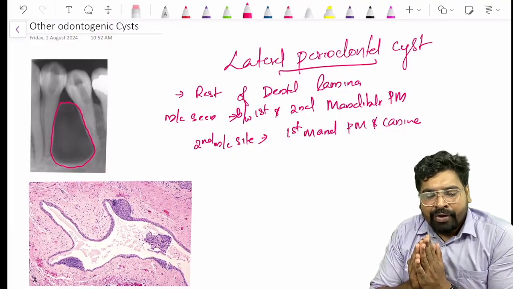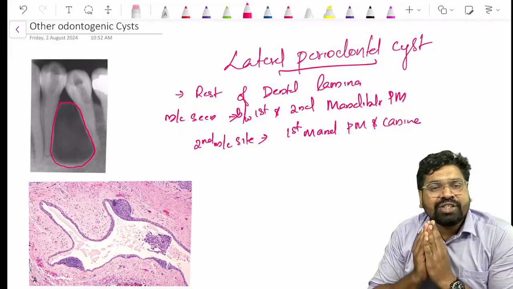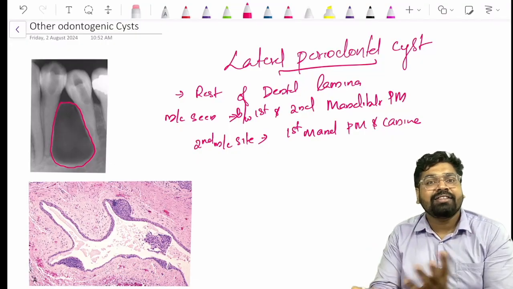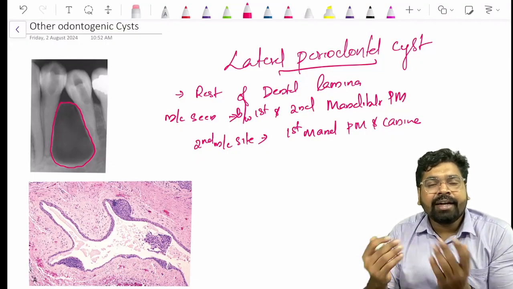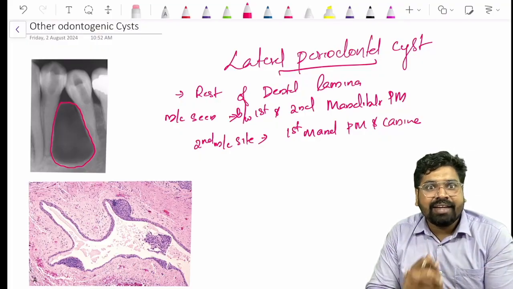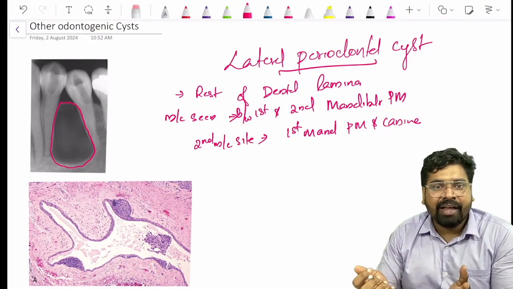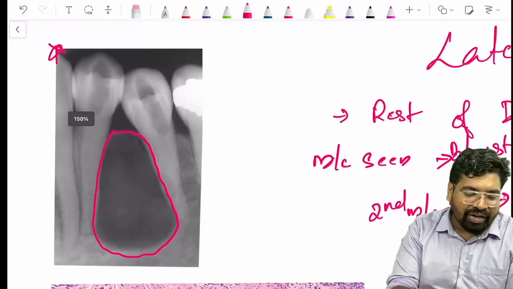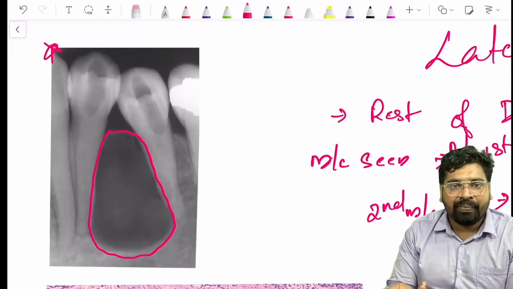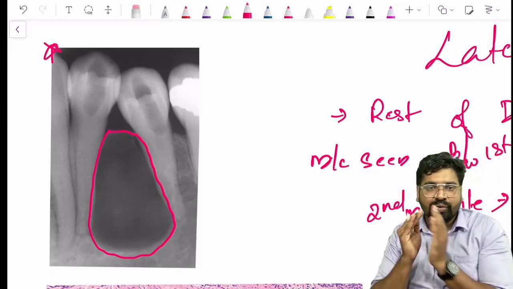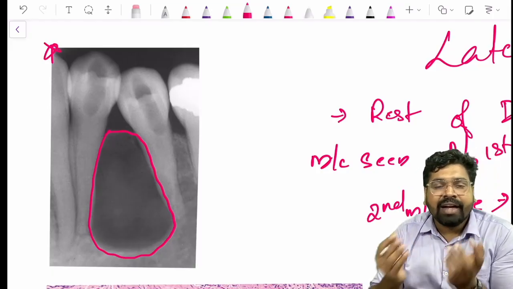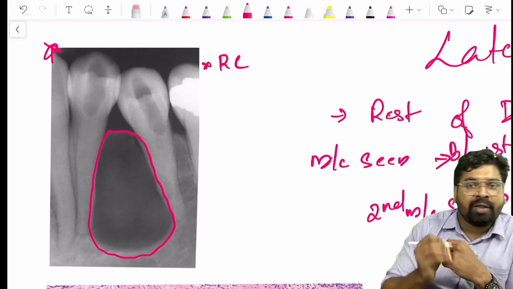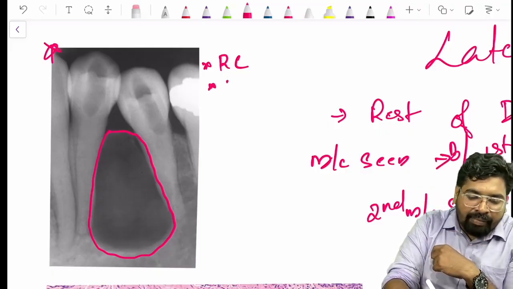Now you know something, a cyst originating on the lateral side of a tooth root can be any cyst, right? Can't it be a radicular cyst originating on that side? If you're given a radiograph like this, you can have a doubt, because it is near the roots of two teeth and it's a radiolucency. It can be a radicular cyst, or it can be a lateral periodontal cyst.